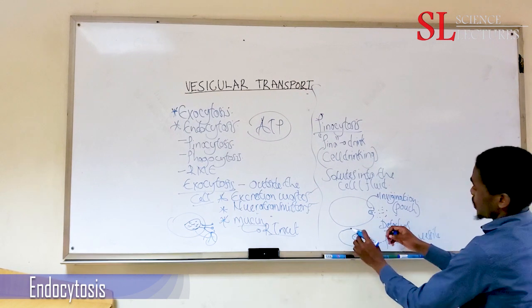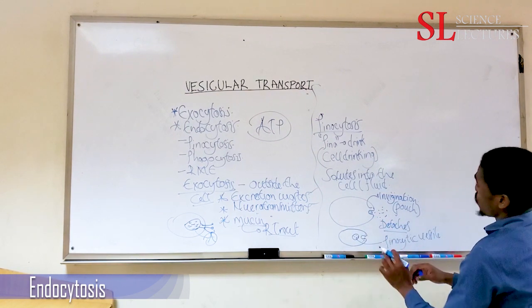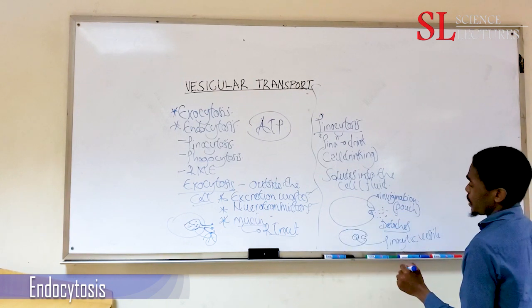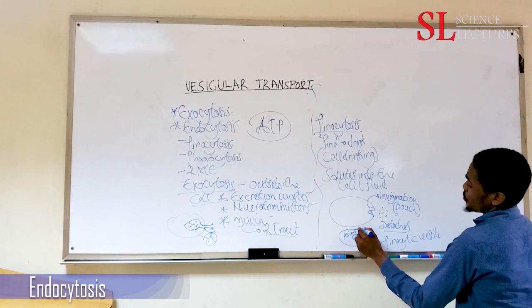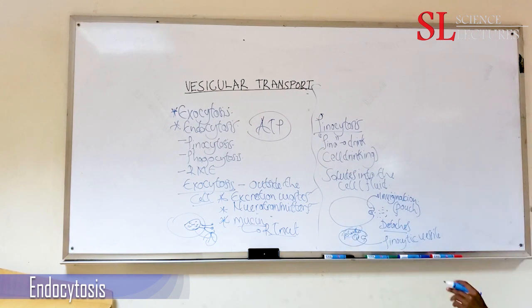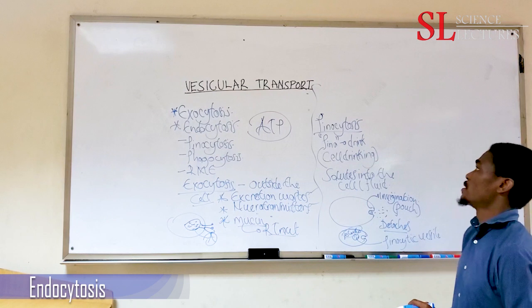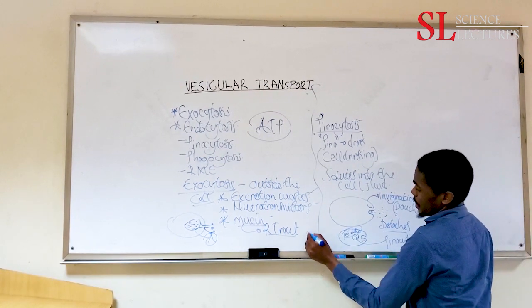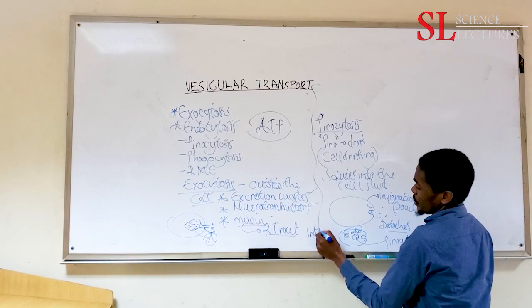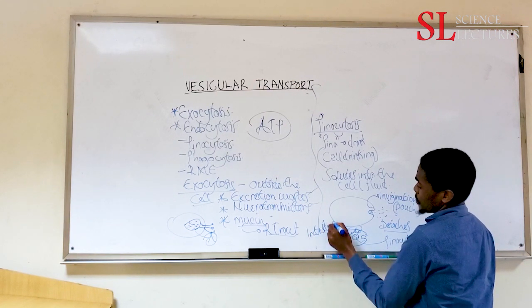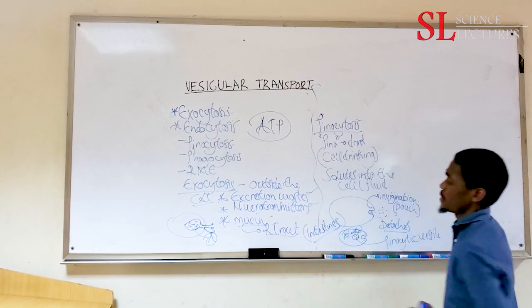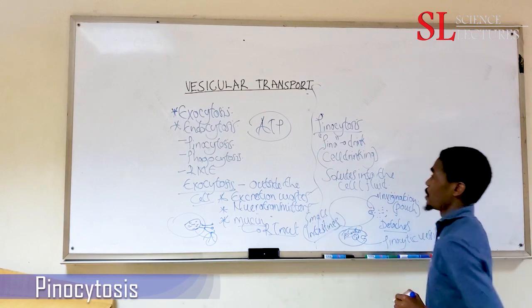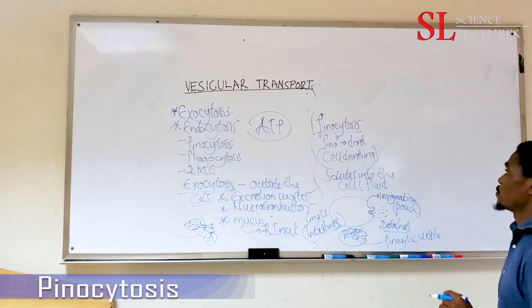So what happens is that the vesicle will now be broken down. The outer layer of the vesicle will be broken down, and the solute will be distributed into the cell. So that is how pinocytosis happens inside the cell. And this pinocytosis is common in places like the intestines, specifically the small intestines, where absorption of food substances takes place. This is how absorption of the solute materials will take place.